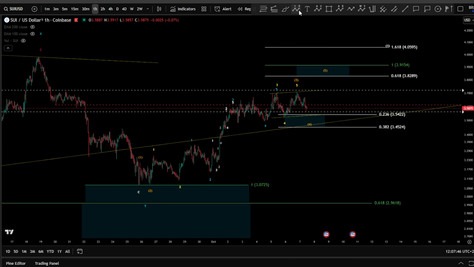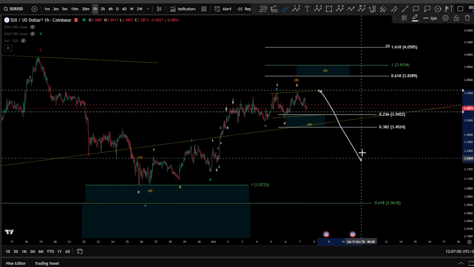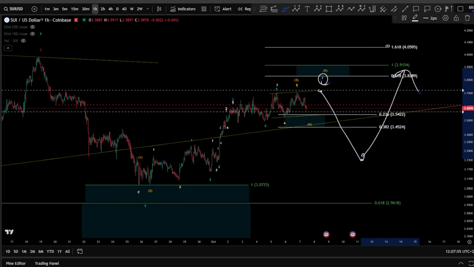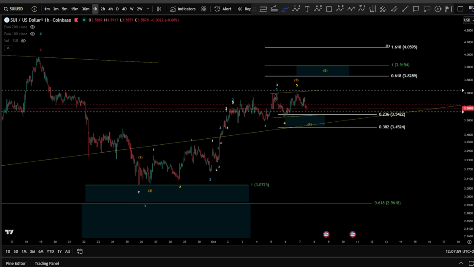And don't forget that if we are in the diagonal, we might simply take the high a little bit and then drop down for a wave 2, meaning the wave 1 might have finished over there, and you're looking for higher prices after a wave 2. All right, that was for SUI.